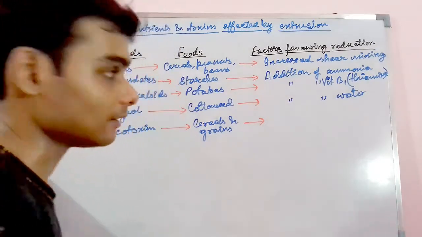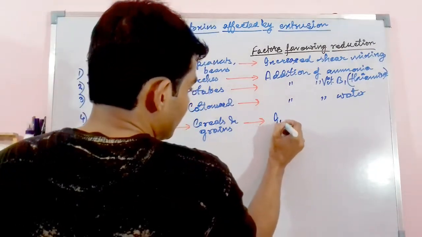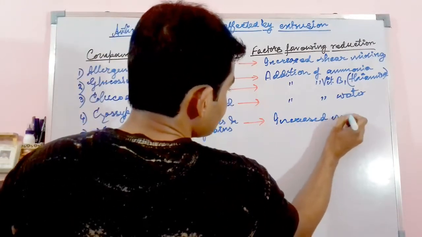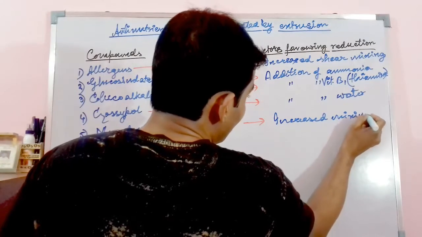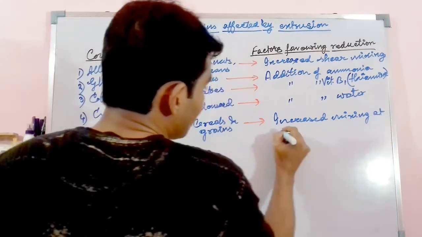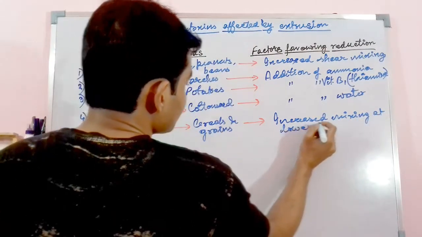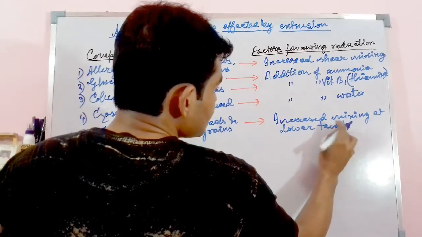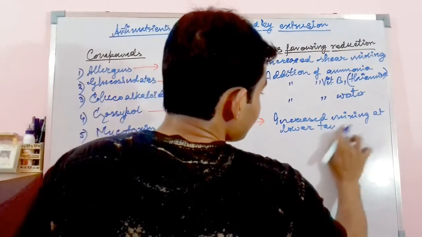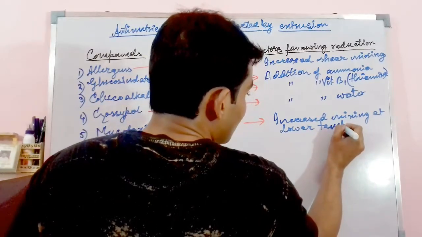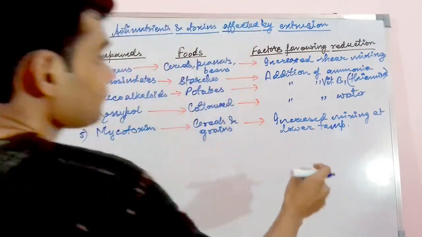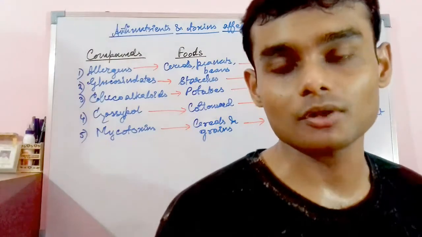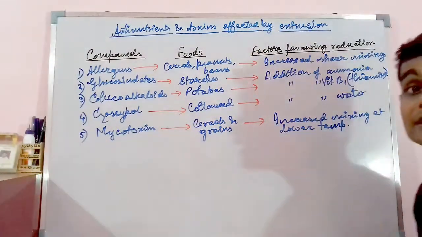Increased mixing at lower temperature. Why? Because this increased mixing at lower temperature would gradually increase the temperature during the course of extrusion processing.